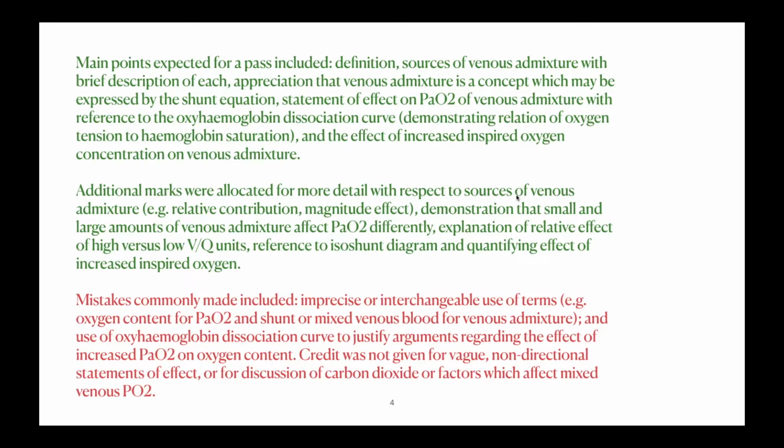So the main points expected for a pass included a definition, and also we needed to talk about the sources of venous admixture with a brief description of each, an appreciation that venous admixture is a concept which may be expressed by the shunt equation. And I want you guys to focus on that, because a lot of times when the question gets asked in terms of what are the causes of hypoxemia, venous admixture is often a concept that's given as an answer.